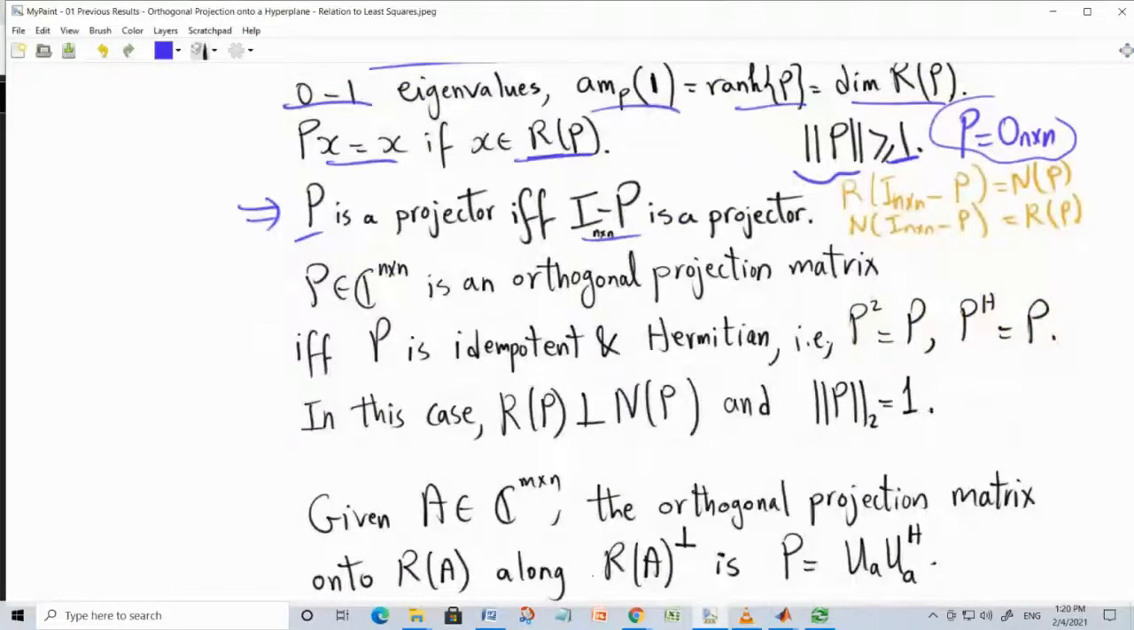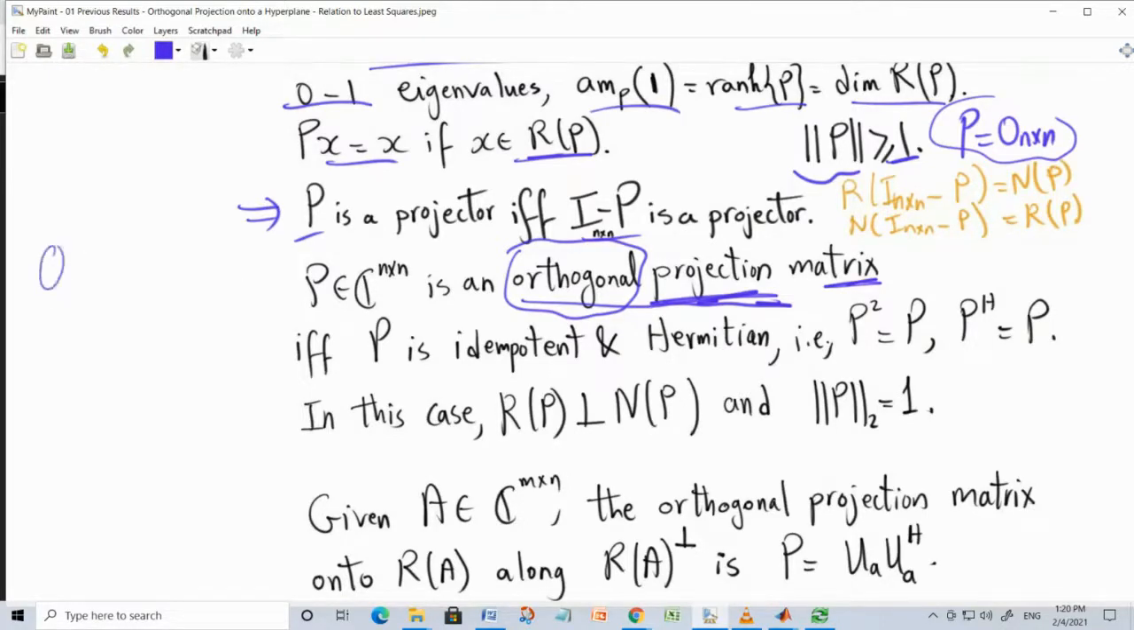Now, what about orthogonal projections? Note the following. For some reason, some people always get confused about this. When I'm talking about an orthogonal projection matrix, orthogonal is an adjective for projection. It's not an adjective for matrix. We know what an orthogonal matrix is.